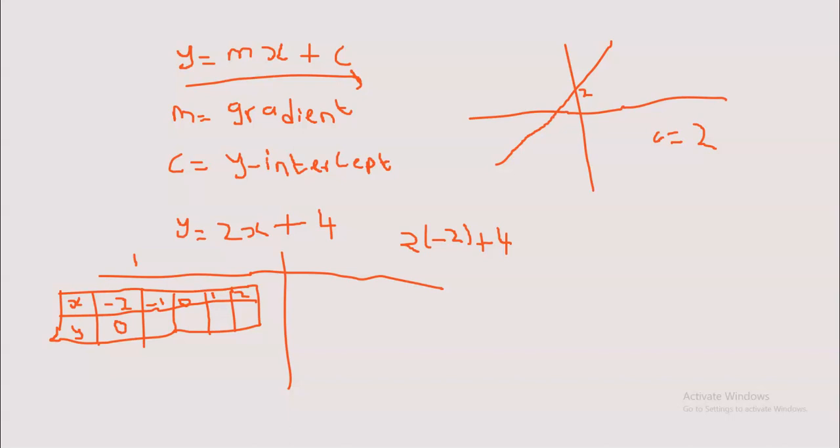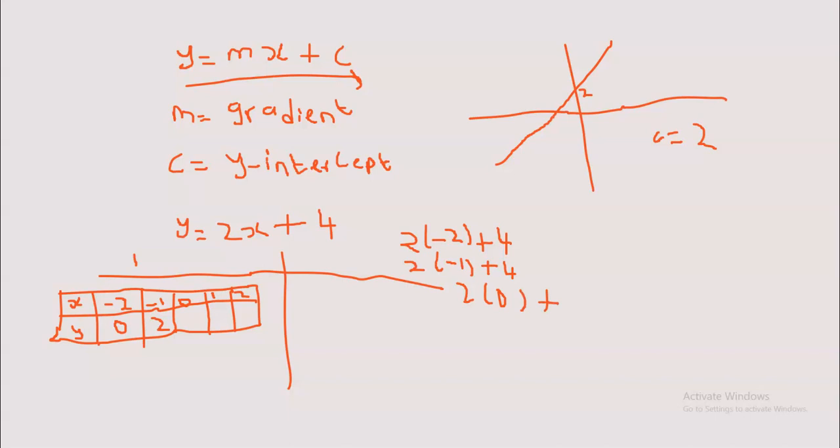Then we continue with the same method. To get the second y value, where you see x now, because it's negative 1, I'm going to put negative 1 with this x, then plus 4. And then this will be negative 2 plus 4, which will be 2. Then we continue, where you see x, I'm going to put 0, and then this will be plus 4.